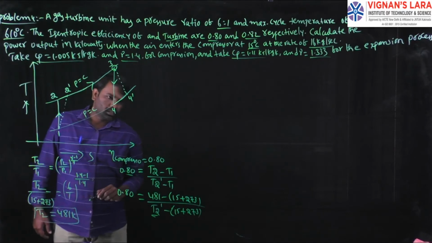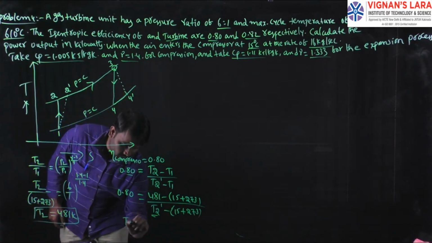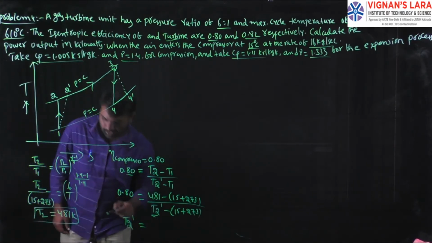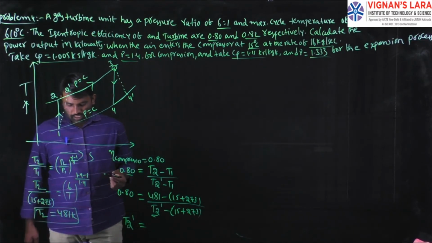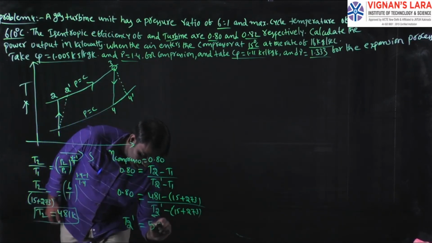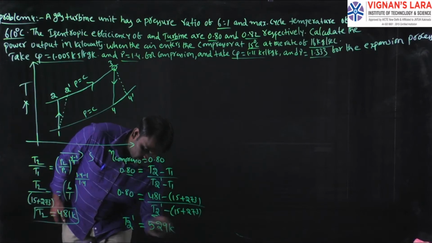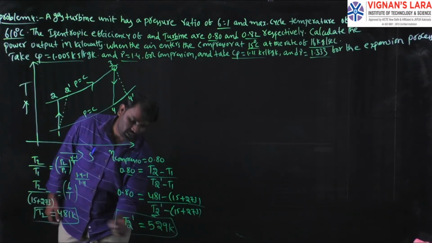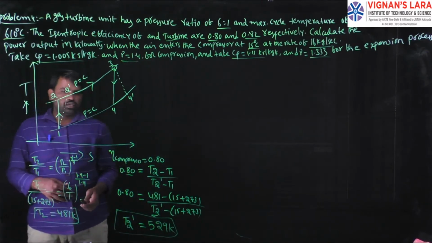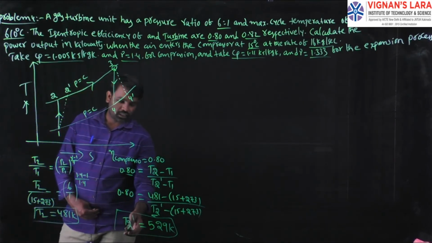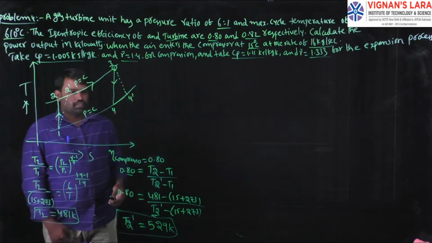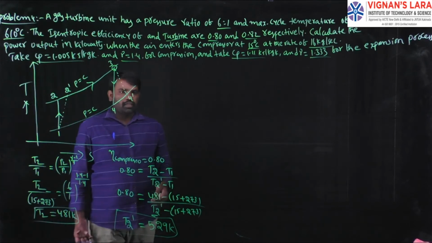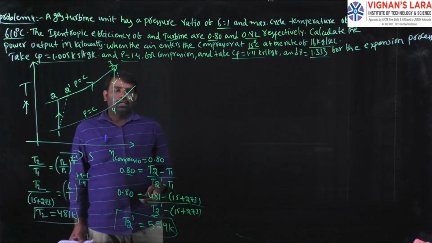The unknown value is T2 dash, and we can easily evaluate it. That is equal to 529 Kelvin. You can observe here that T2 is equal to 481 in the theoretical case, and in the actual case T2 dash is equal to 529 Kelvin. Similarly, we have to calculate the T3 and T4 values also.